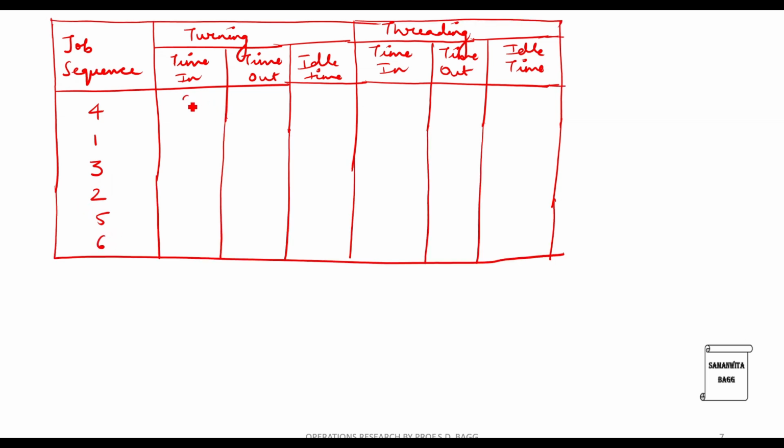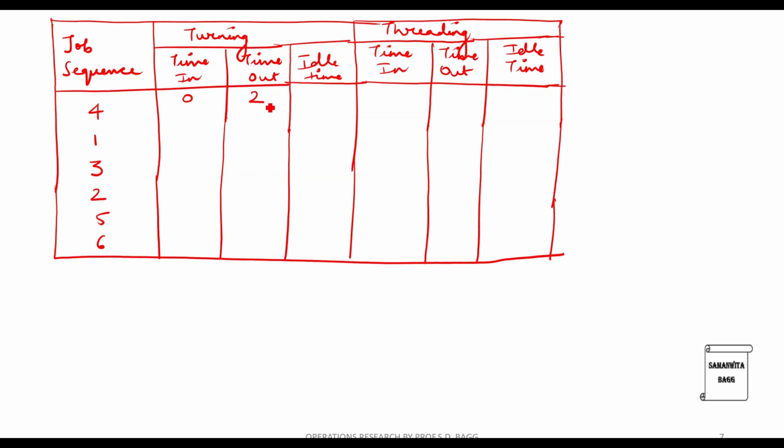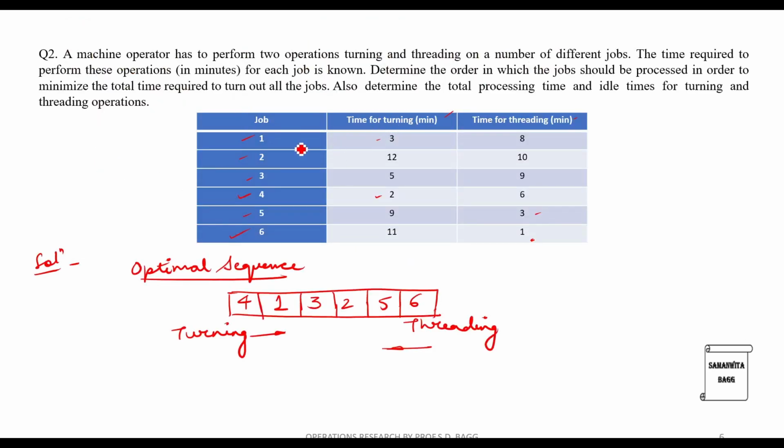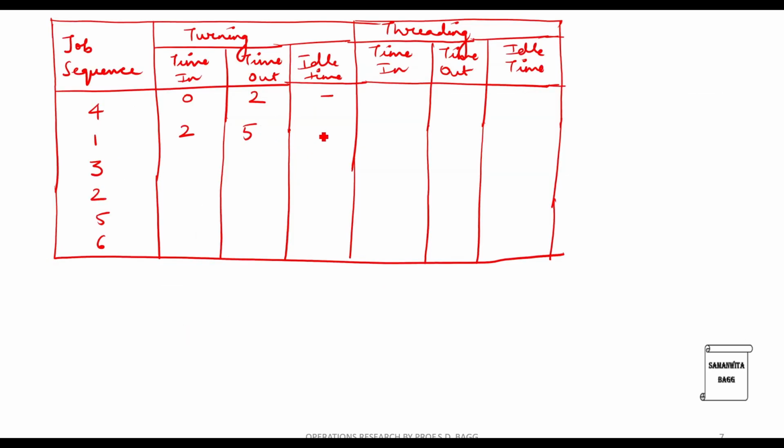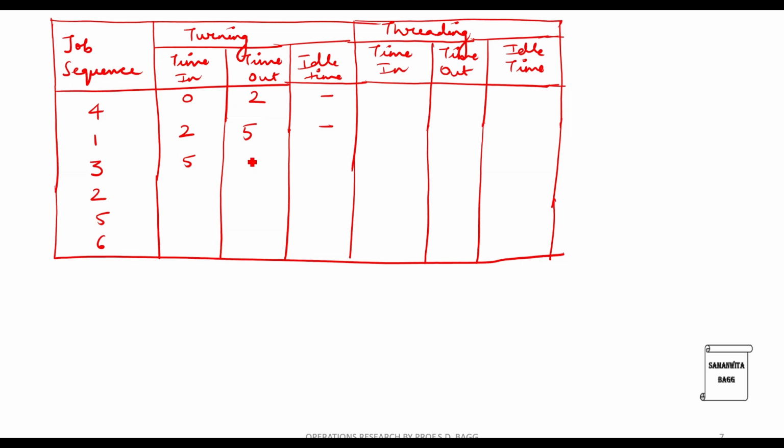So we'll start with the 0th minute. For job 4, turning, time required is 2. So this will be 2. No idle time here. This will start at the 2nd minute. First job is 3. So this becomes 5. No idle time. This will start at 5. Third job turning time is 5. So this becomes 10. Again this will start at the 10th minute.